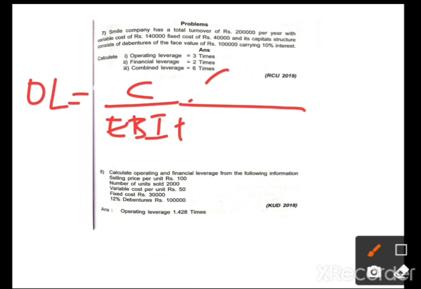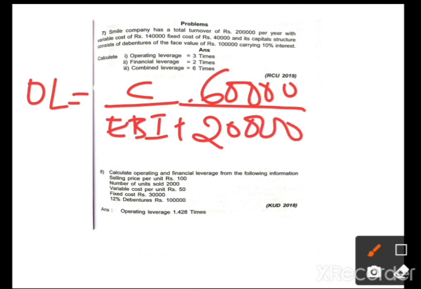Operating leverage is equal to contribution divided by EBIT. See, contribution we already did, 60,000, divided by EBIT, we got 20,000. The operating leverage is 3 times.